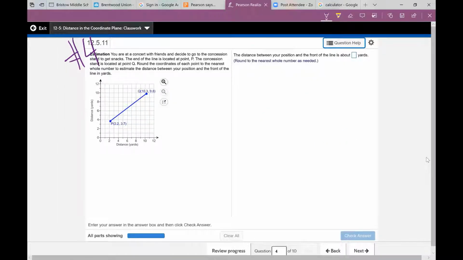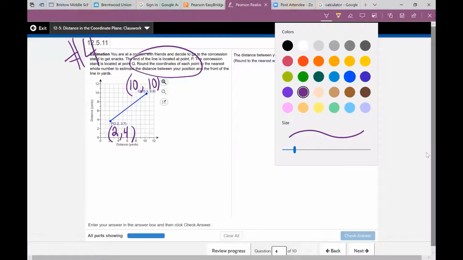Number 4 is the same concept, except there are decimals. That means that in this particular problem, you need to round the numbers first, because that's what the directions ask you to do. That will make your problem a little bit easier to do. So 2.2 is very close to 2, and 3.7 is pretty much 4. So these coordinates are now 2 and 4. And for Q, I have a 10.3. Well, that's closer to 10 than it is 11. And 9.8 is very close to 10. So the coordinates for Q are now 10 and 10.